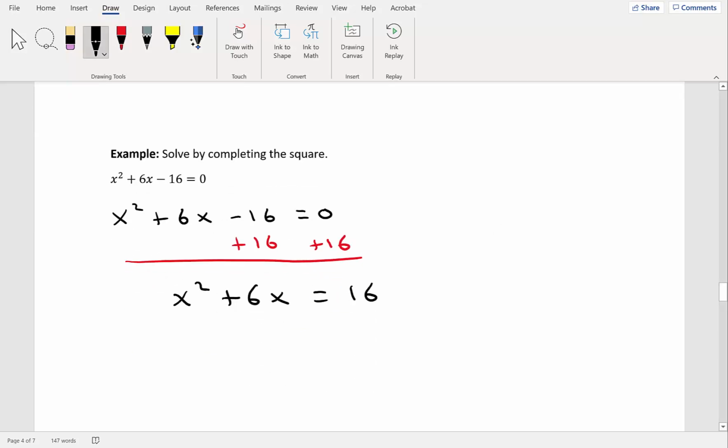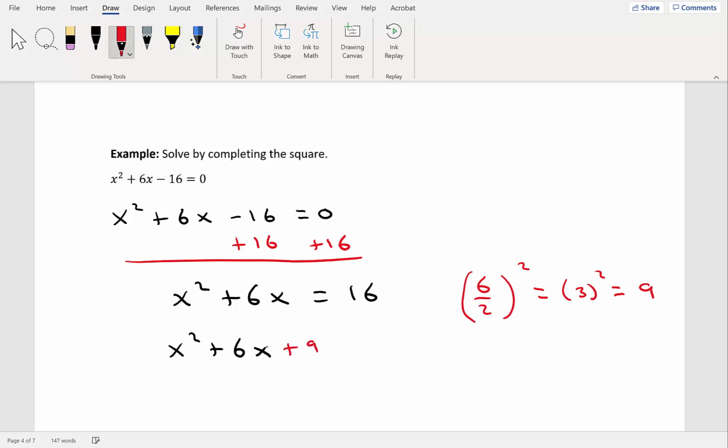And now is the completing the square part. We're going to take half of the coefficient of x, so half of 6, and then square it. Essentially we're taking 6, dividing it by 2, and then raising it to the second power. So 6 divided by 2 gives me 3. So I have 3 raised to the second, which gives me 9. I'm going to add 9 to both sides of the equation. So I have x squared plus 6x plus 9 is equal to 16 plus 9.